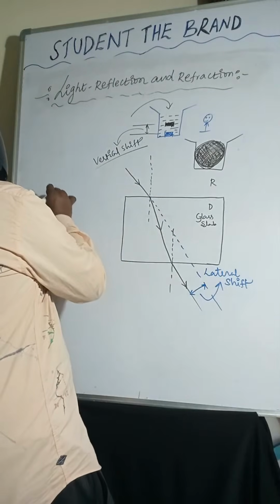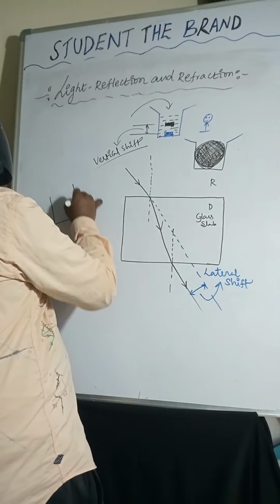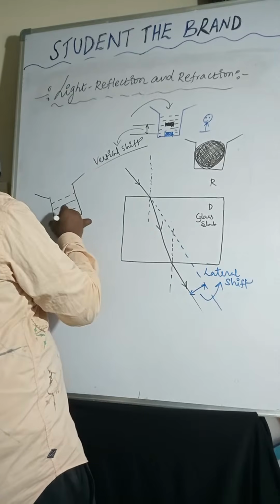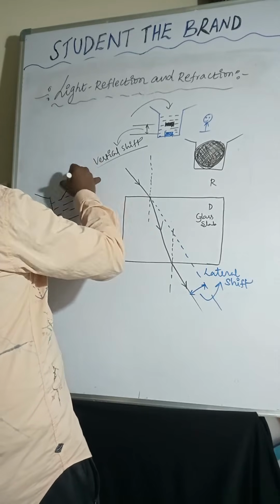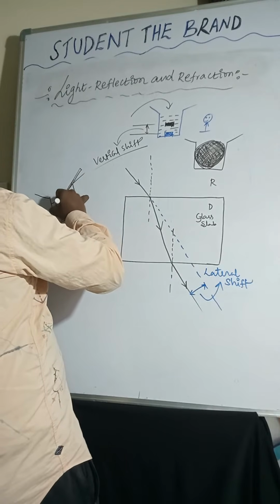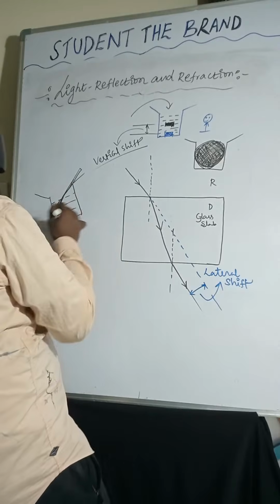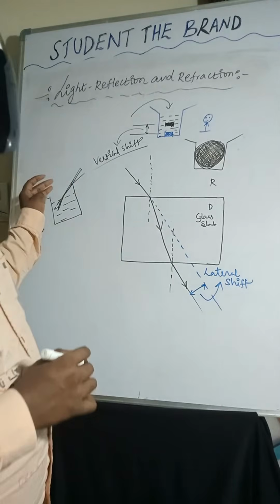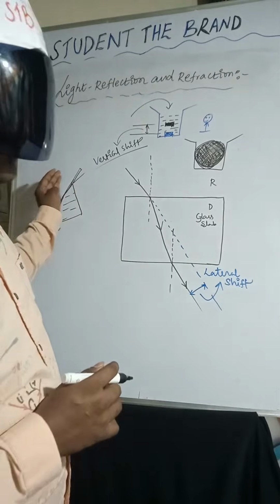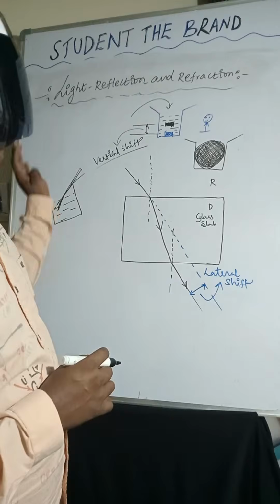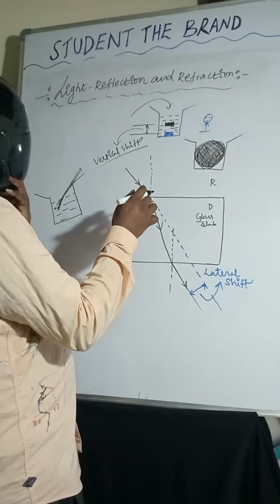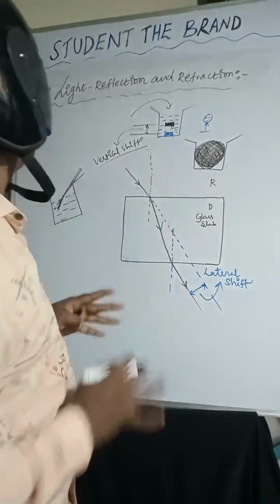And you can place a pencil also. If you are placing the pencil like this, it appears to be bent at the interface of the water and air. The pencil appears to be bent due to refraction of light. So these examples they will ask in the exam.